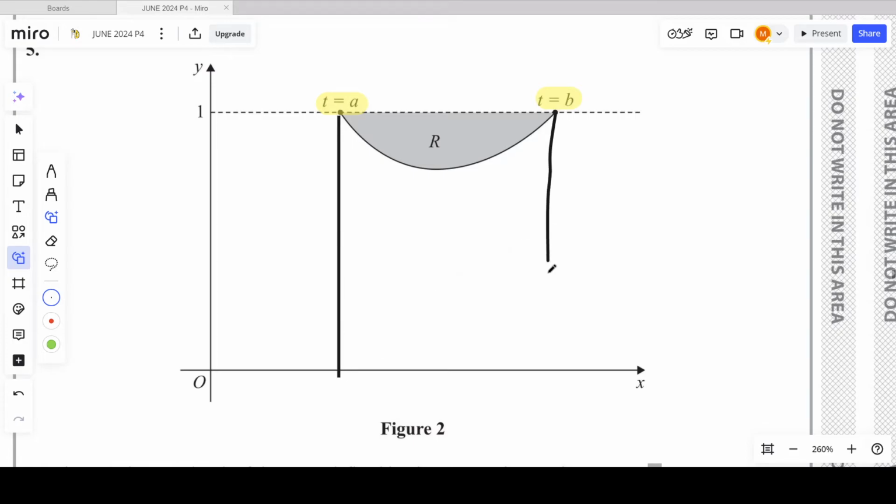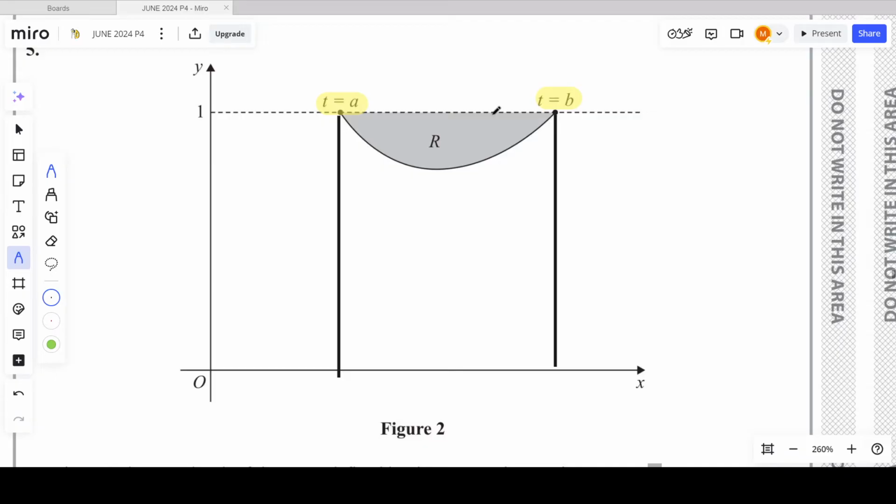You will get the area under the curve. If you integrate the parametric curve between A and B, you will get the area between the curve and the x-axis. Okay, but we need the area between the line y equals 1 and the curve, right?